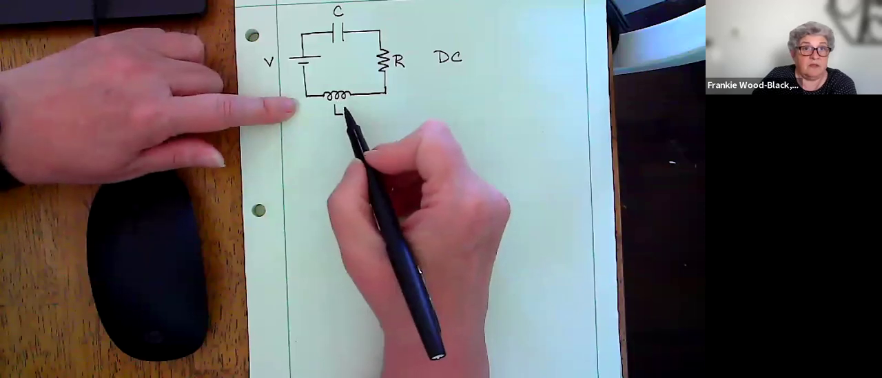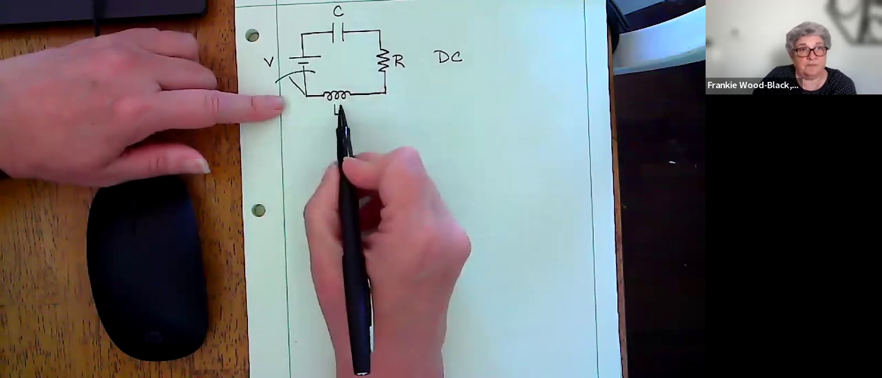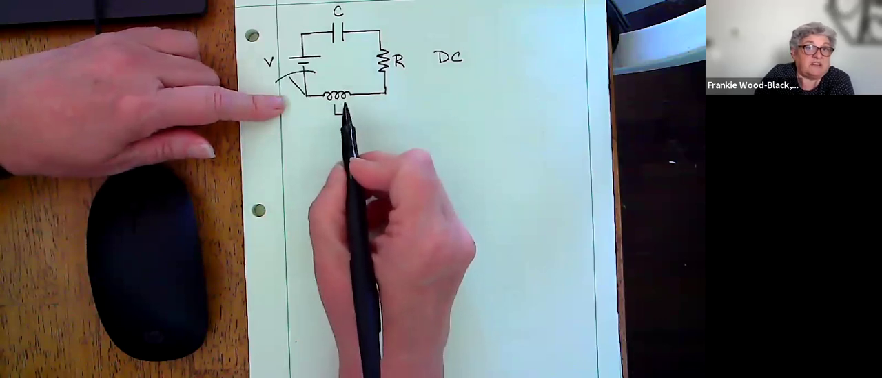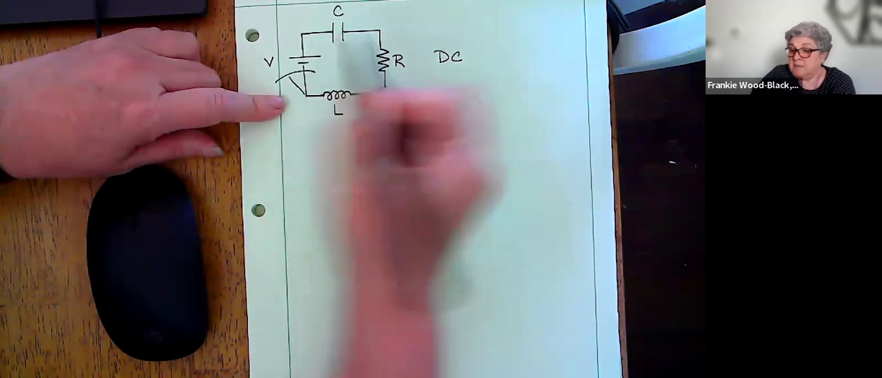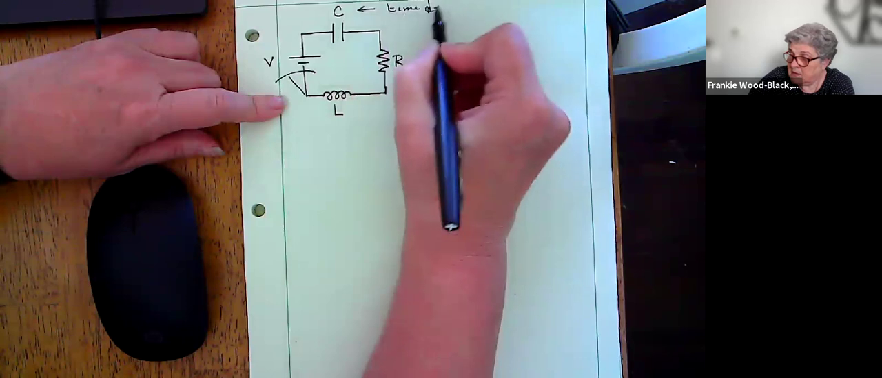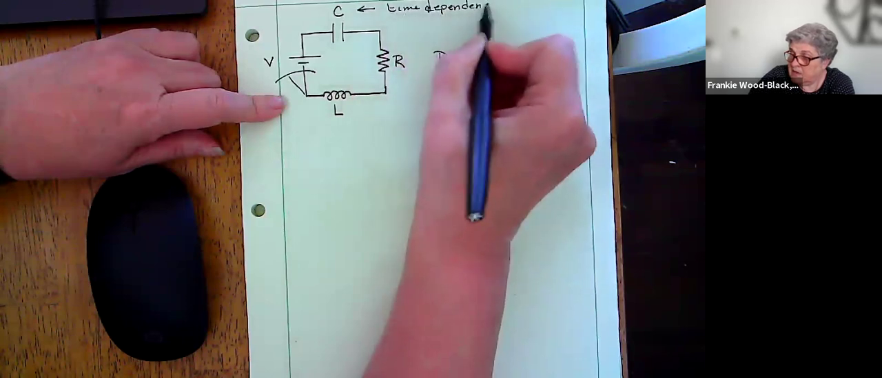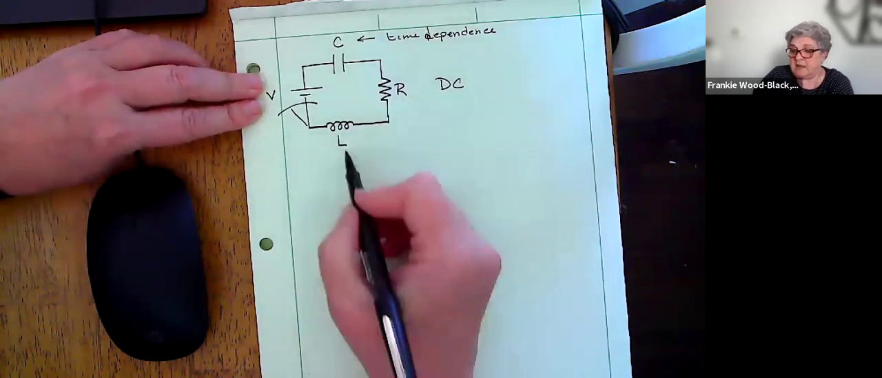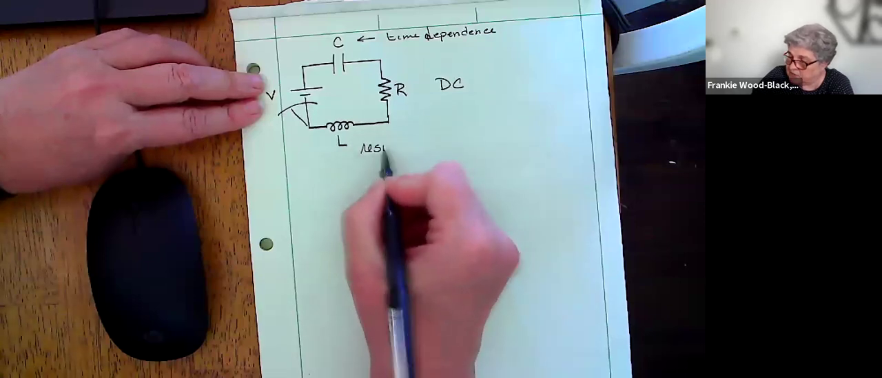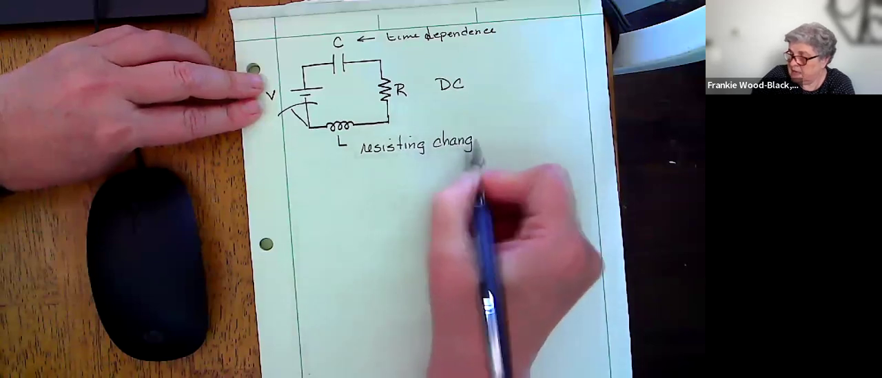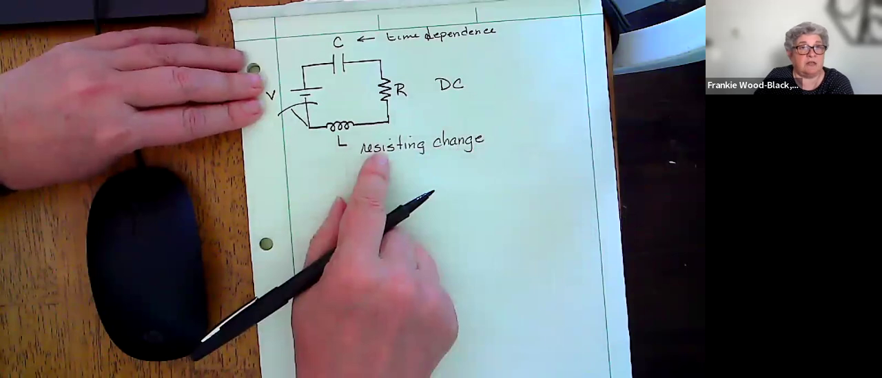Now, this thing is not going to do anything unless I'm opening and closing a switch. Once I'm at a steady state, it's just going to hold energy just like my capacitor does. Because remember, this will have a time dependence. That has a time dependence because it's going to take a little bit of time to charge. This has a time dependence because it's resisting change. It doesn't want the current in the circuit to change.